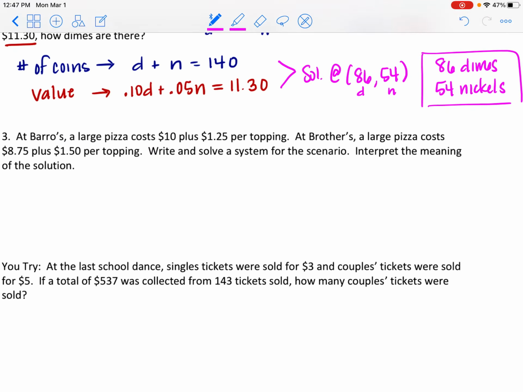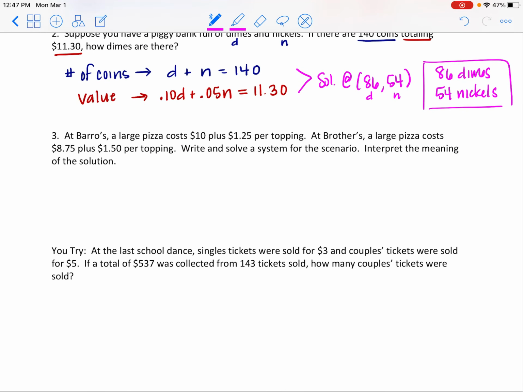All right, next. At Barrows, a large pizza costs $10 plus $1.25 per topping. At Brothers, a large pizza costs $8.75 plus $1.50 per topping. This one says to write and solve a system for the scenario and interpret the meaning of the solution.